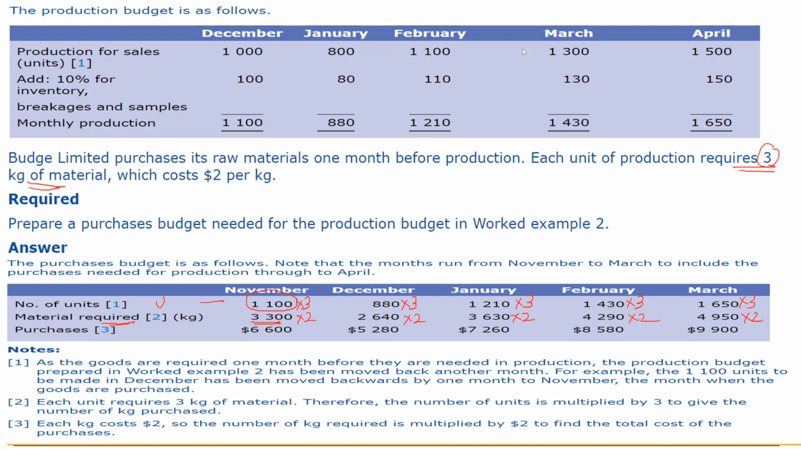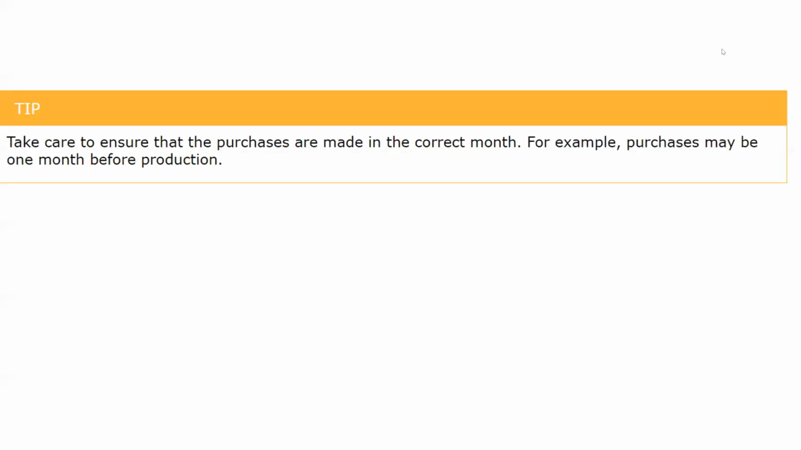Done. So this is how you prepare your purchase budget. You should always be sure that you purchase in the correct month. Purchases are made 1 month before production. Now suppose you have to sell in June. When will you produce? May.